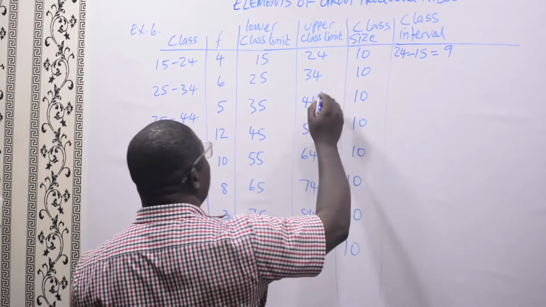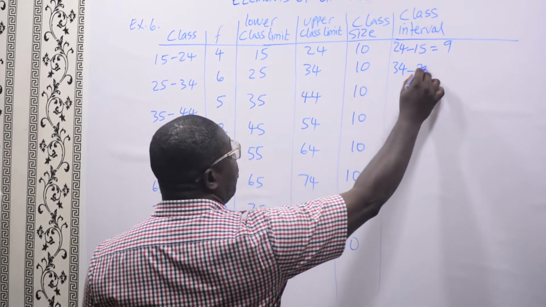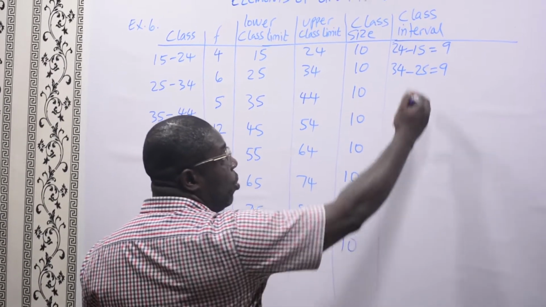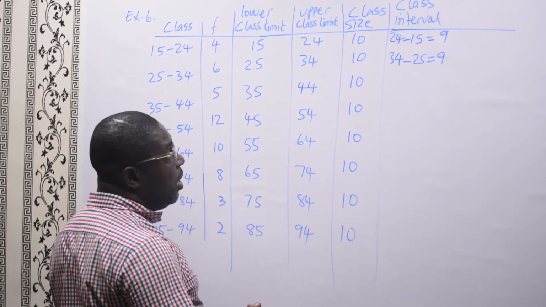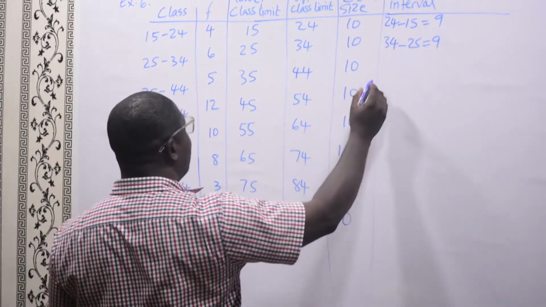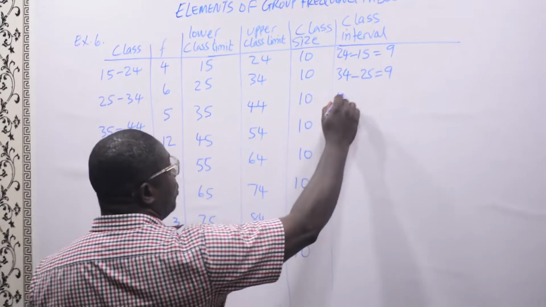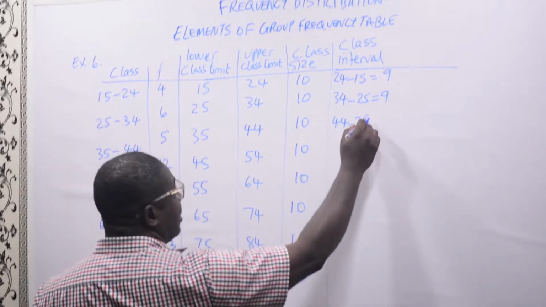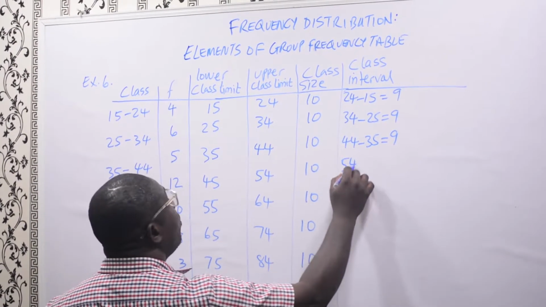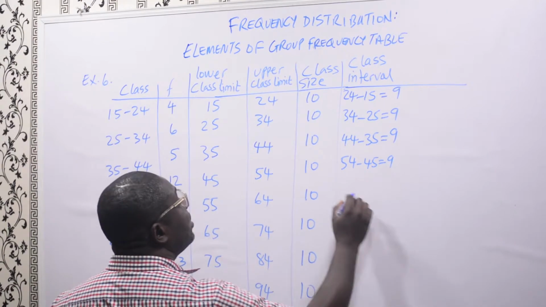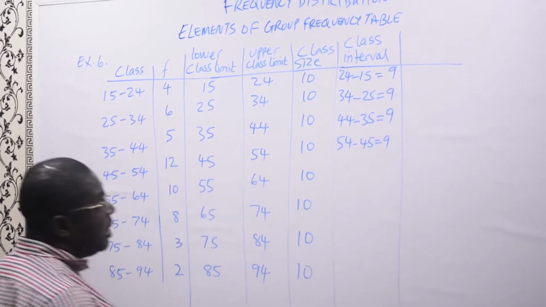Take note of that. So for this one, it will be 34 minus 25, and that will give you 9. So we can have 9 throughout each of the classes. The next one is 44 minus 35, and we have 9. The next one is 54 minus 45, and that is 9, and on like that. Okay, so the class interval is 9.